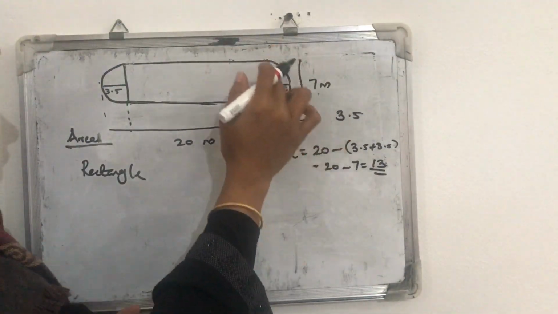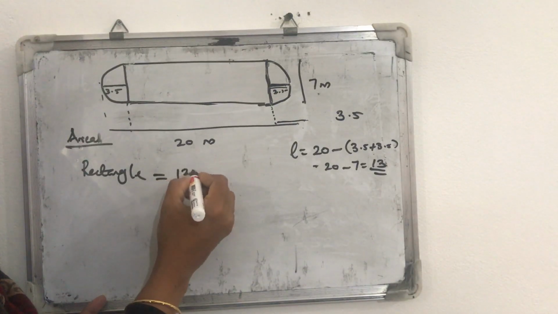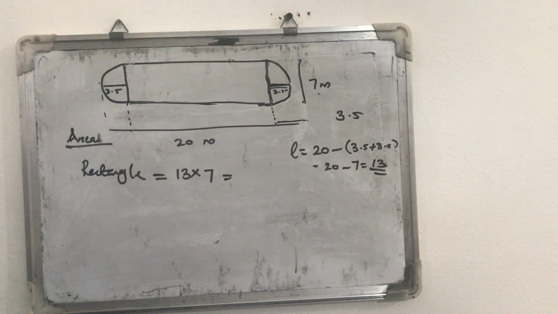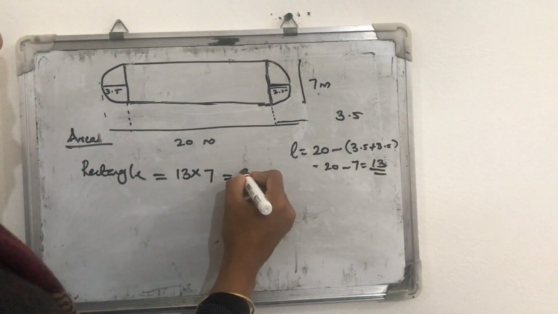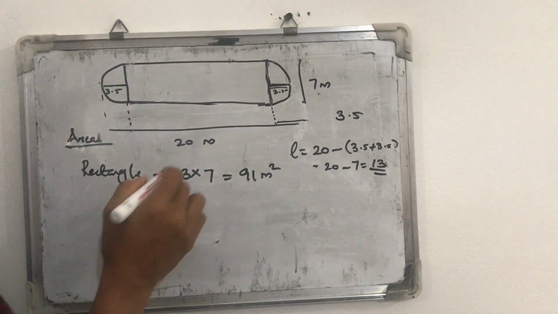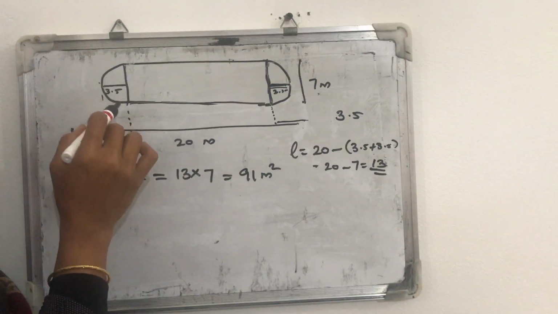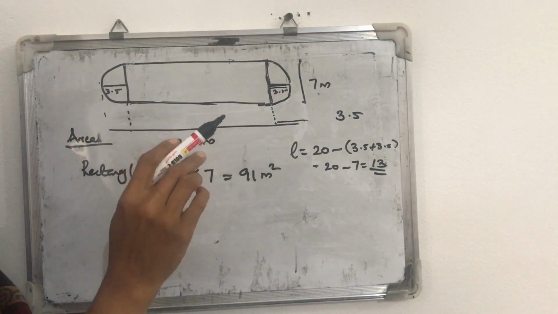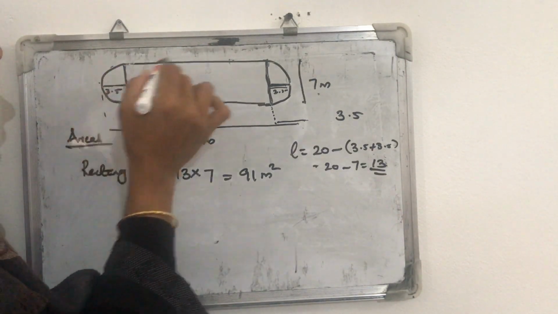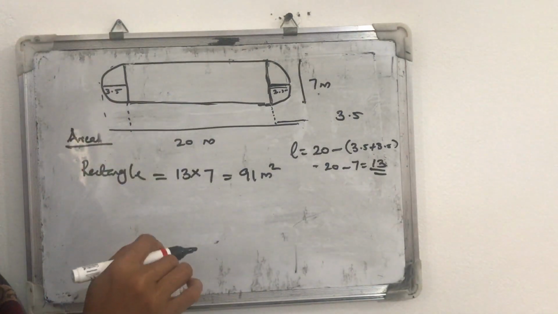That is already given, it is 7 meter. So area of the rectangle will be 13 into 7. So that will get 91 meter square. Okay, next, area of the semicircles. Instead of finding the area of both semicircles separately, we only need to find the area of one circle. When we combine these two semicircles, we can make a circle, and its radius we also know.